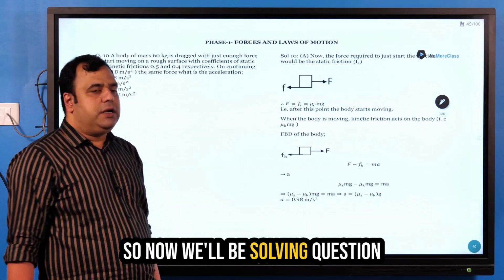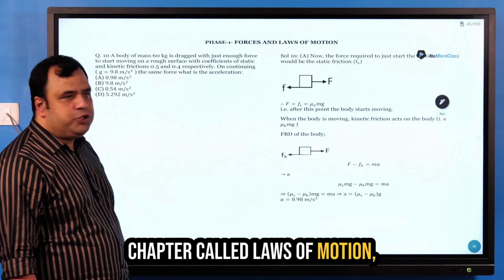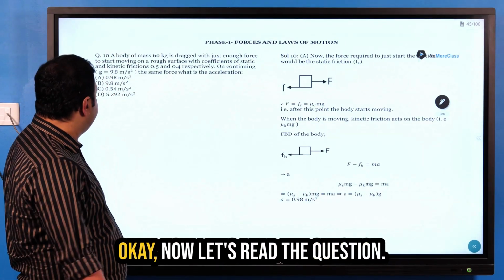So now we'll be solving question number 10 from exercise 2 from the chapter called Laws of Motion, which is in the Phase 1 book. Okay. Now let's see the question.